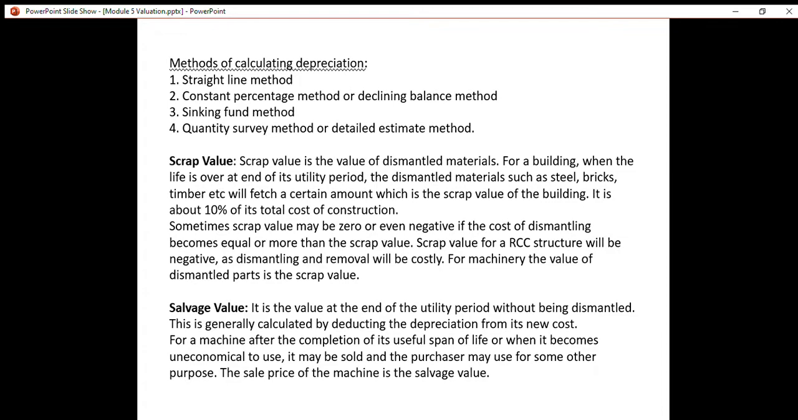For a machinery, the amount you get when the dismantled parts are sold in the Gujri shop is called its scrap value. Salvage value. It is the value at the end of the utility period without being dismantled. Note that scrap value is for dismantled materials, whereas salvage value is for without being dismantled.